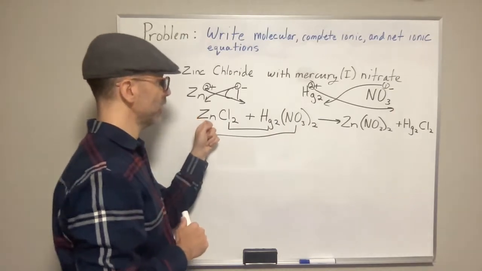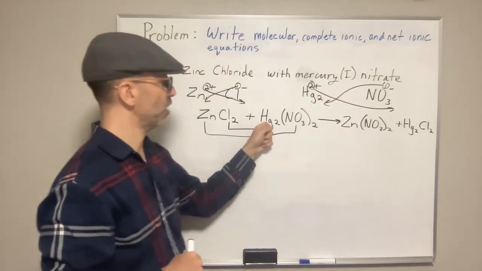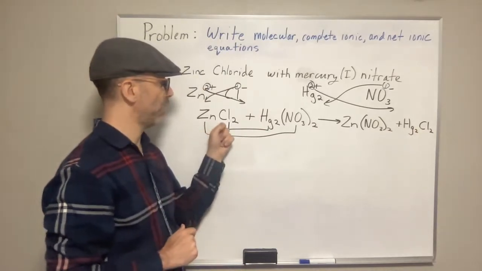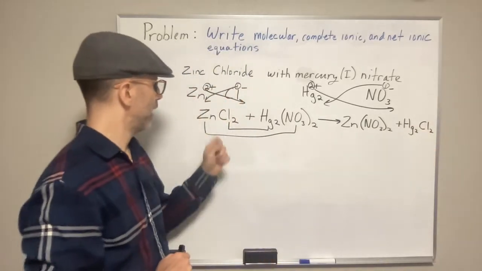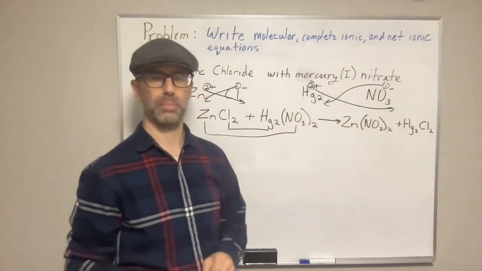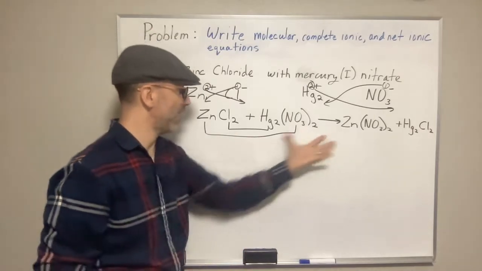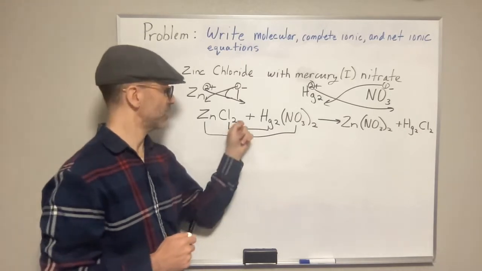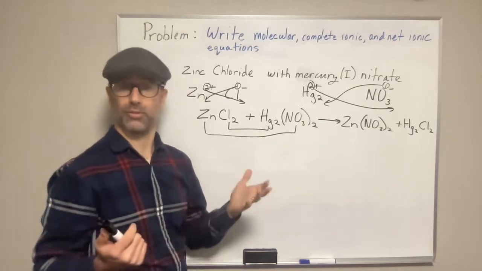We have 1 zinc here, 1 zinc there, balanced. We have 2 mercury here, 2 mercuries there, balanced. We have 2 chloride ions, 2 chloride ions, that's balanced. And finally we have 2 nitrates and 2 nitrates. Everything is balanced. Easy peasy lemon squeezy, right? Okay, so now we have this balanced equation. We need to make sure we have the correct states. Normally these are going to be aqueous, but let's make sure.